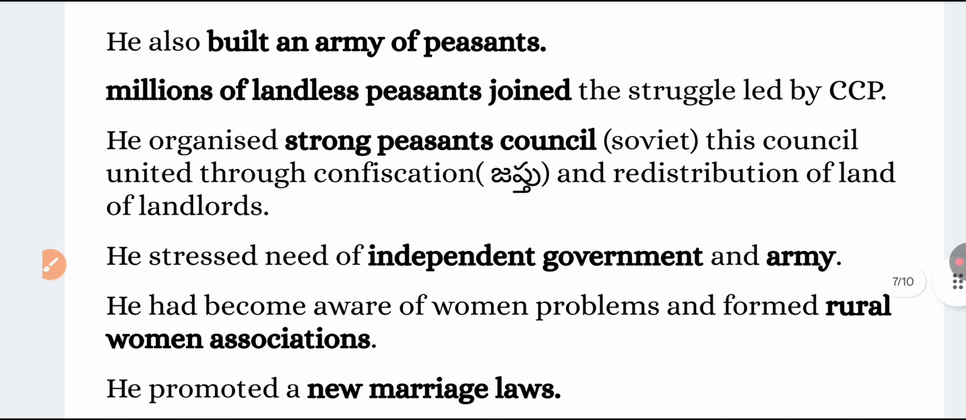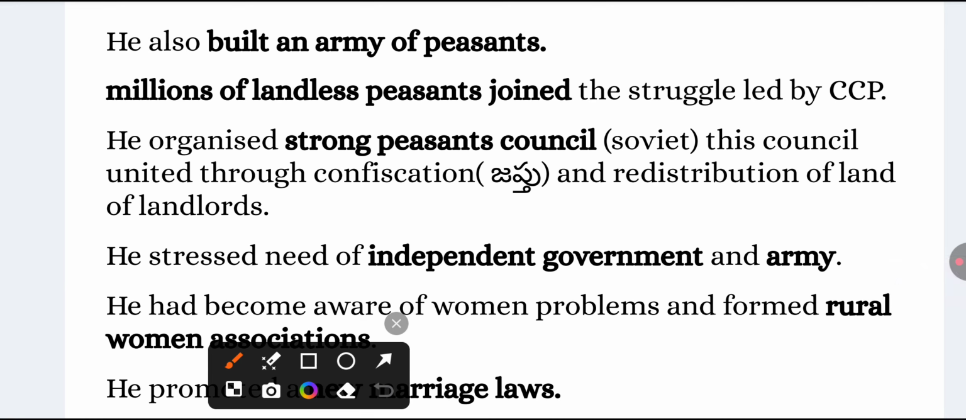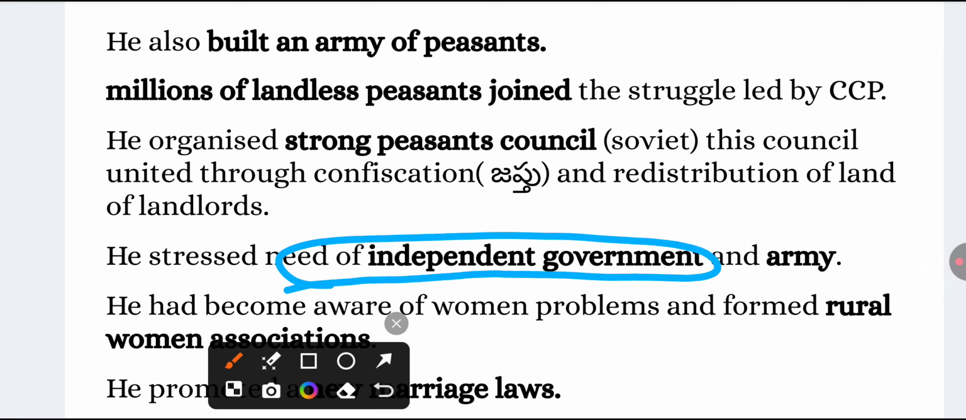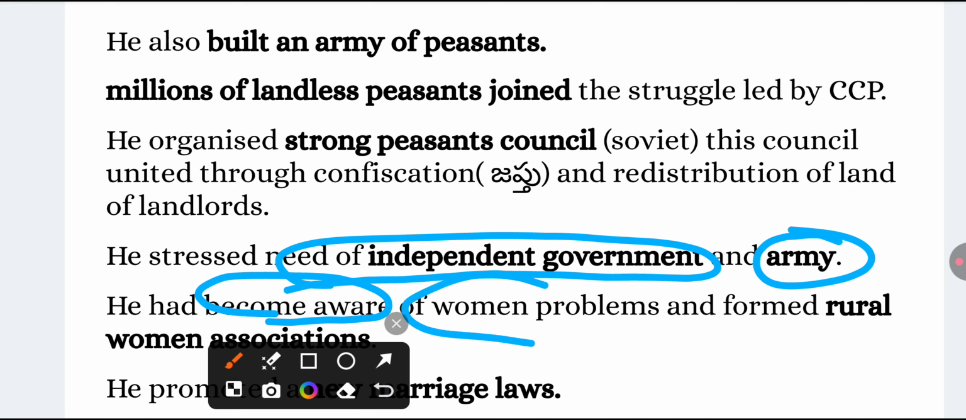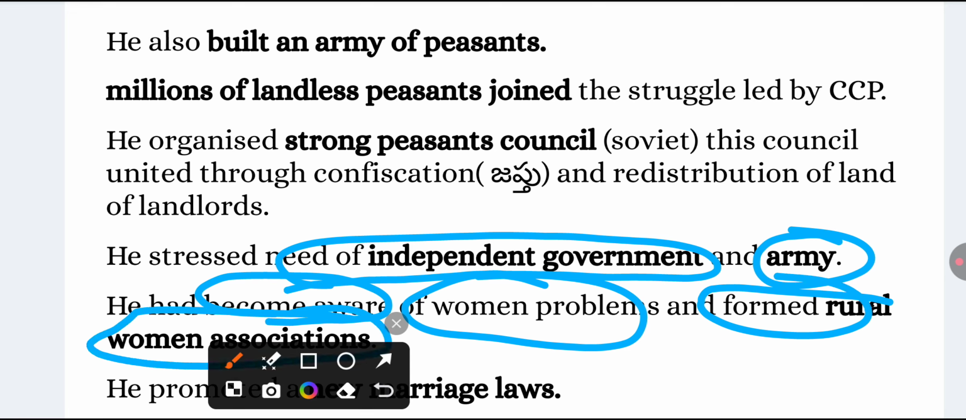And also Mao Zedong stressed the need for an independent government and army. Mao Zedong stressed on which? Mao Zedong wanted an independent government and army. Mao Zedong had much awareness of women's problems, and he also formed rural women's associations.